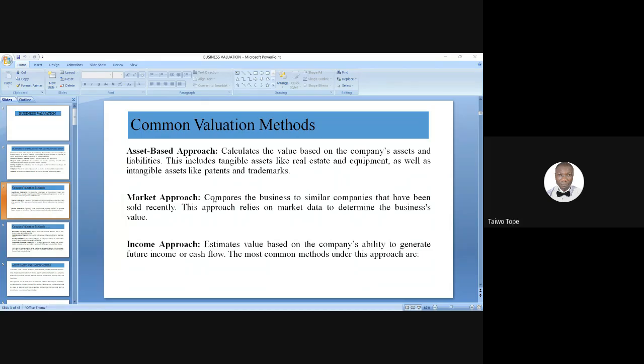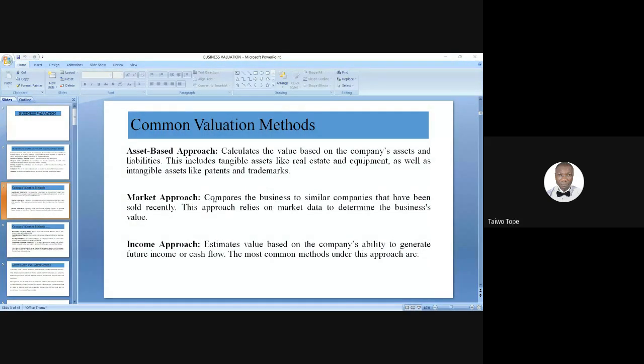Yes, the asset-based approach. So there will be the need to look at various methods that can give us the best approach. Also under this asset-based approach, we can use the net asset approach, and the value of the business or share will be calculated as the net assets. And when you do that, you can divide the net asset by the number of ordinary shares in issue.